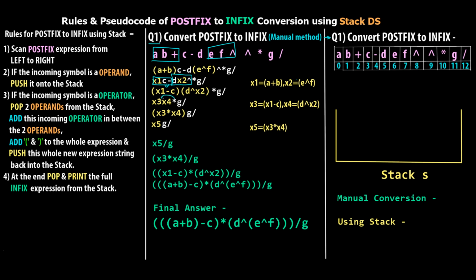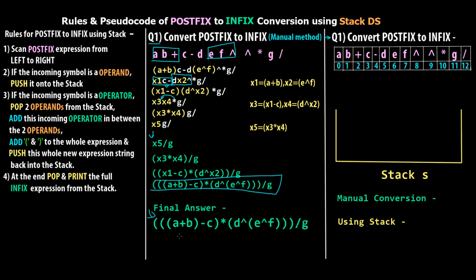Then star comes over here and we get x3 star x4 as the infix format. We consider it as x5 and we get x5 g divided by, and ultimately we get the result as x5 divided by g. And after resubstituting all the values which we've held over here in temporary variables, we get the final answer, and I've written it over here again.